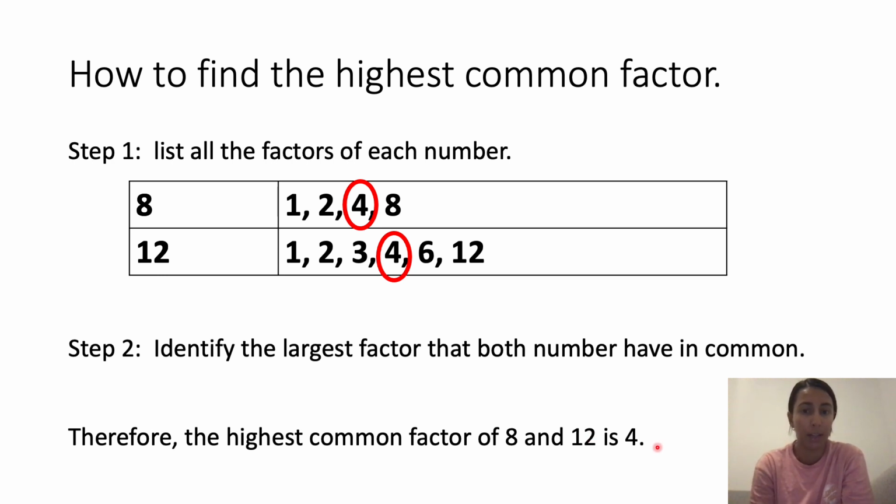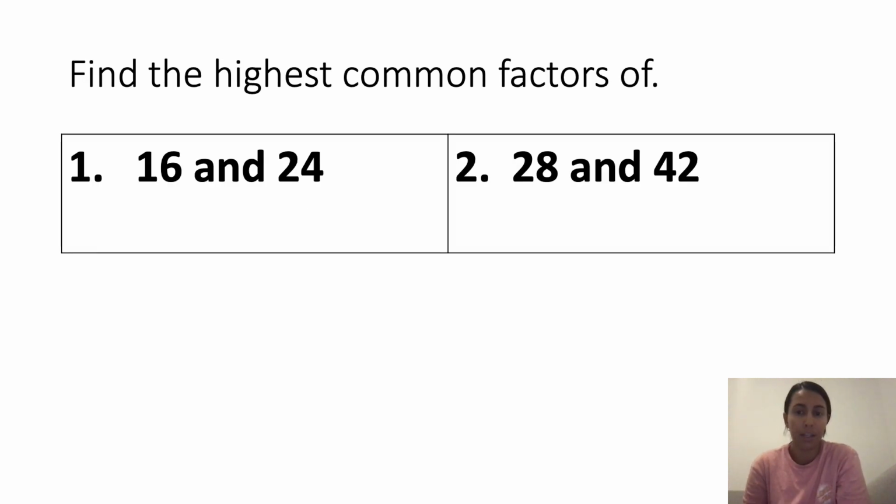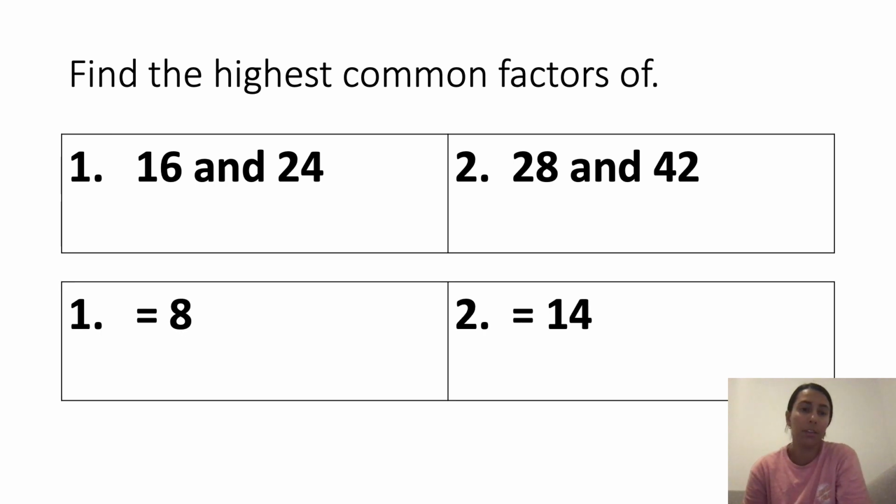So what I would like you to do now is I would like you to use this same method, where you list out all the factors and then find the largest number that they both have in common for these 2 questions here. So again, pause the video, and then once you've had a go, come back and I'll put the answer up. So the answer, hopefully, that you got, the highest common factor of 16 and 24 is 8, and the highest common factor of 28 and 42 is 14.